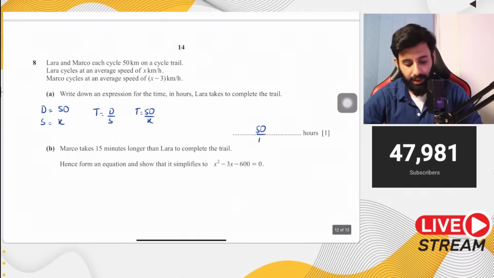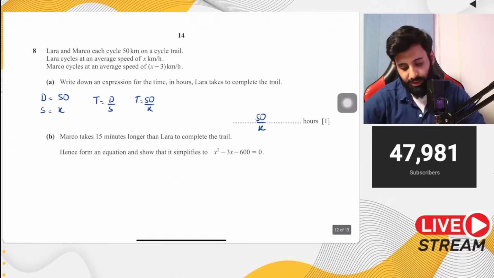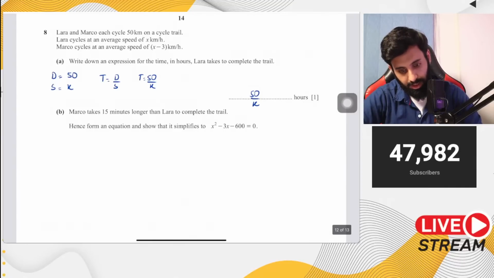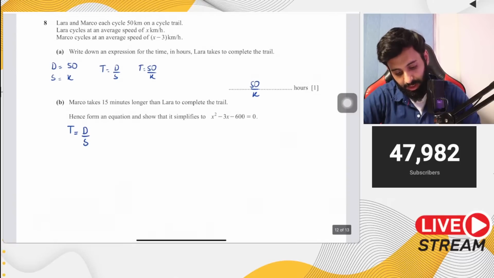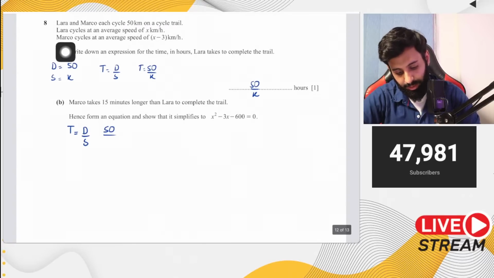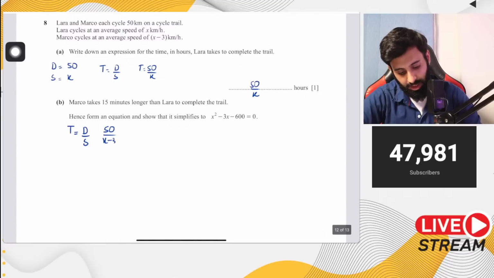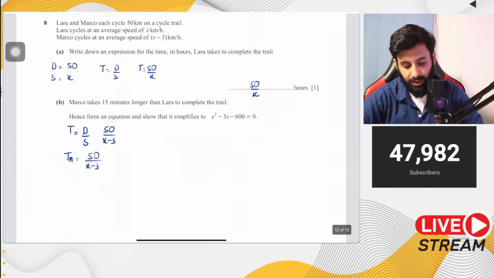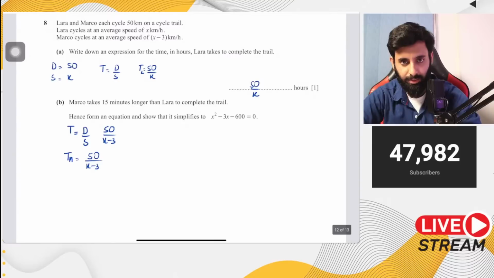All right. Then comes part B. Part B says Marco takes 15 minutes longer than Laura to complete the trail. So if we write Marco's time, time again is equal to distance upon speed. Now the distance that Marco is cycling is 50, but his speed is x minus 3. So the time that Marco takes is 50 over x minus 3, and the time that Laura takes is 50 upon x.